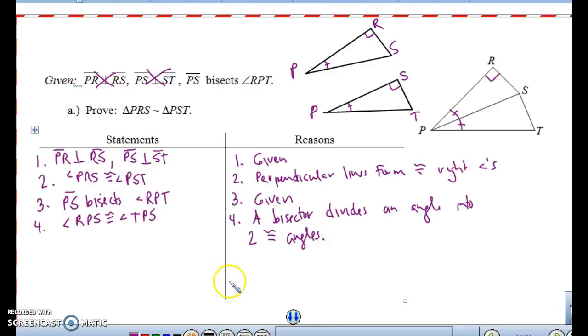So, have I proved that two pairs of corresponding angles are congruent? Well, let's see. I've got one pair here with the right angles. That's right there. And I've got another pair here with the bisected angles. So yeah, I proved those two triangles are similar. PRS is similar to triangle PST because of angle-angle similarity. Those two triangles are similar. Notice I didn't say congruent, I said similar. All you have to prove is two pairs of angles are congruent to prove the triangles similar.